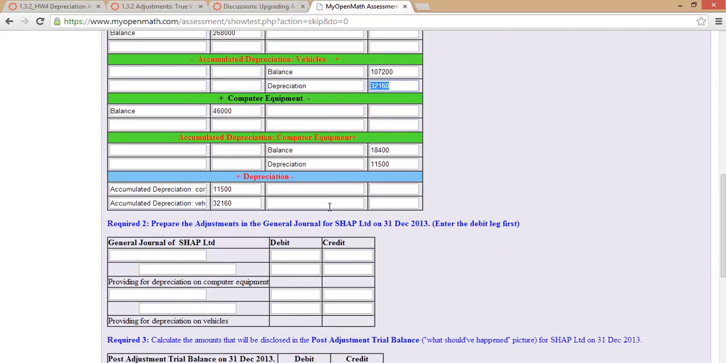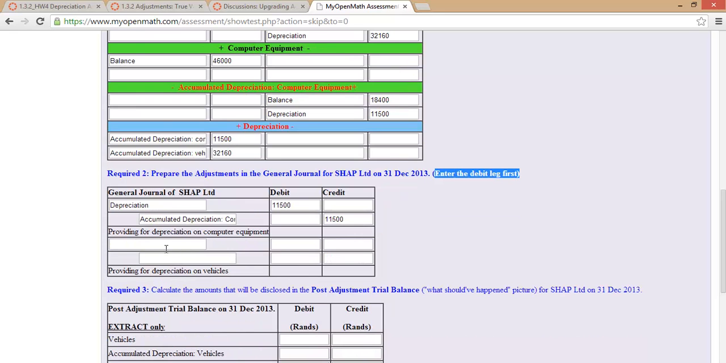Right, now we can look at the general journal entry, and that is very straightforward. We go back to our debits and credits. We see that we've debited depreciation here, providing for depreciation on computer equipment. Debit depreciation, and we credit accumulated depreciation, and we have to remember to write computer equipment. Okay, the amount we've already calculated, 11,500. It's just good practice to enter the debit leg first, so that is also how the question requires you to answer these. Enter your debit leg first.